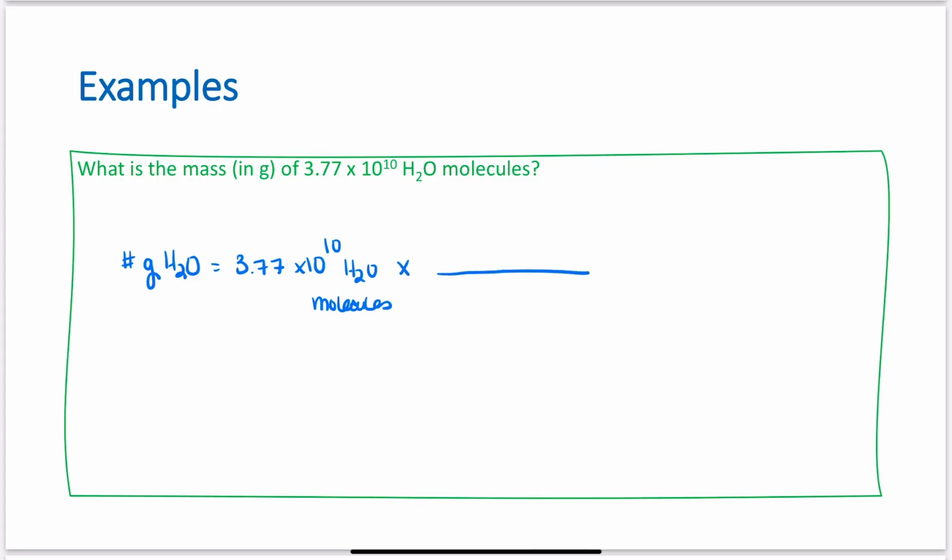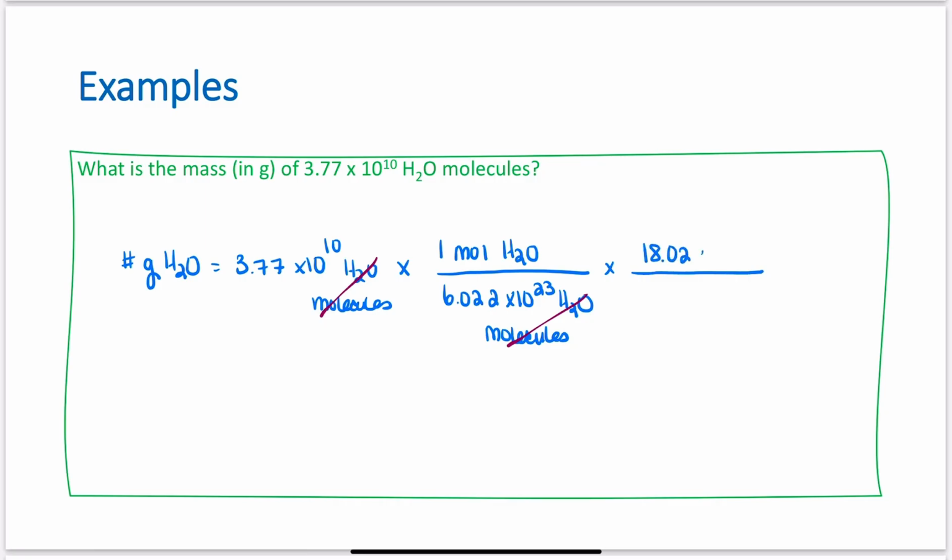First thing I do is convert to moles. So I've got molecules there. So I need 1 mole of water contains 6.022 times 10 to the 23rd water molecules. That cancels out my water molecules and gets me moles of water. I don't want moles, I want grams. And I know the molar mass of water is 18.02 grams. You've got 2 hydrogens, 2 times 1.008 grams per mole, and 1 oxygen, 16.00 grams per mole.